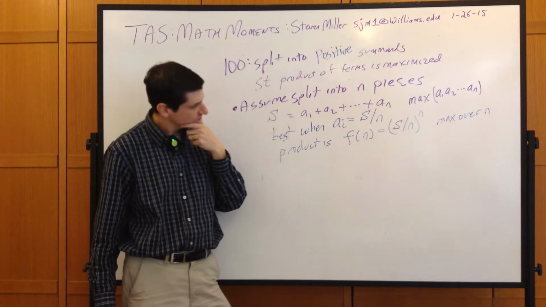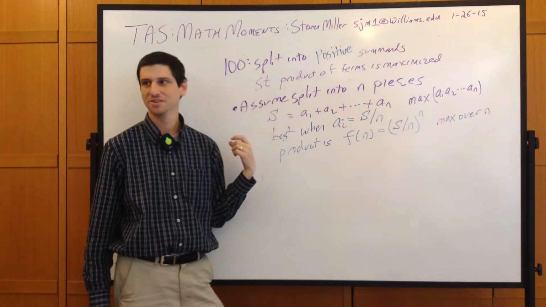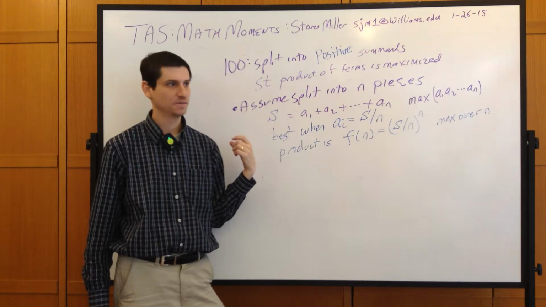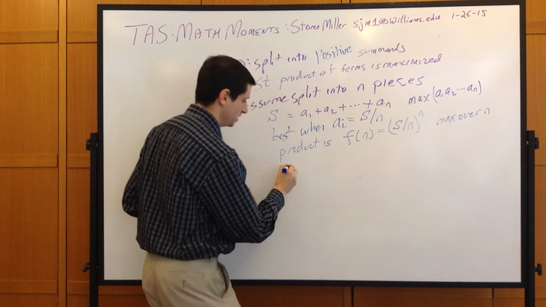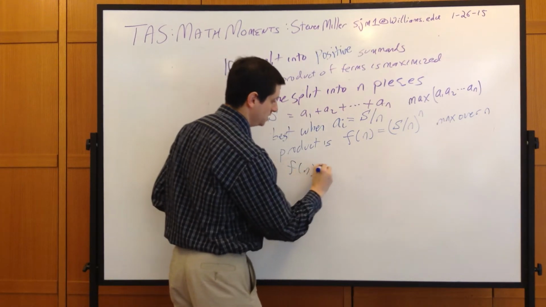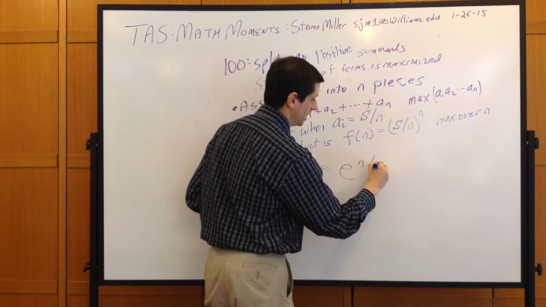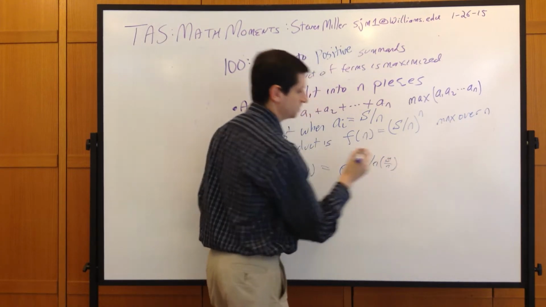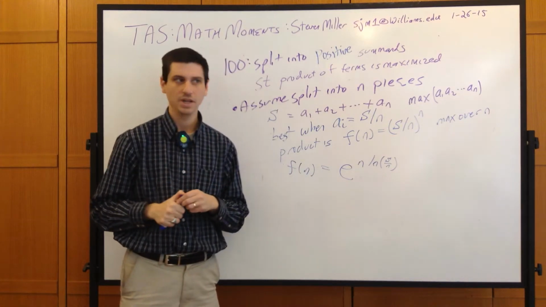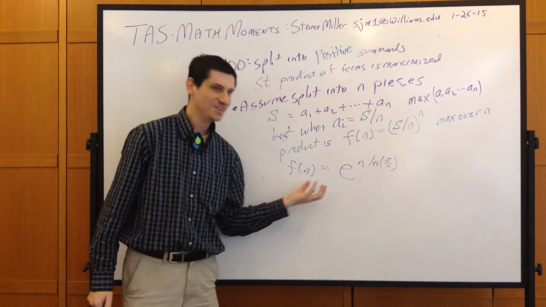We will have to use logs. That's actually a minor issue compared to the major issue that's lurking, because you have a variable raised to a variable. Not a problem. I can write it as f of n is equal to e to the n times the natural log of s over n. And that's one of the reasons why we talked about that stuff earlier, in the unified lecture.